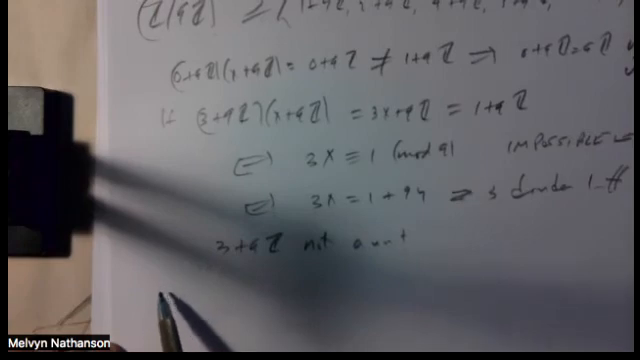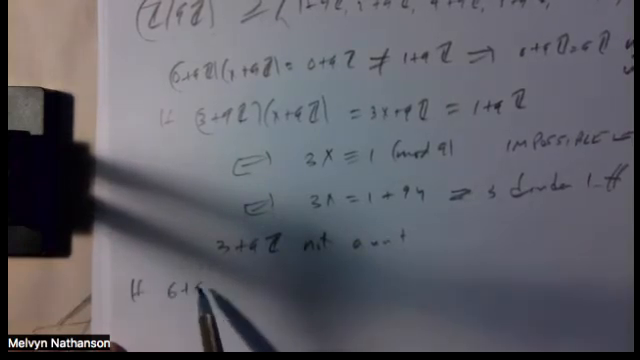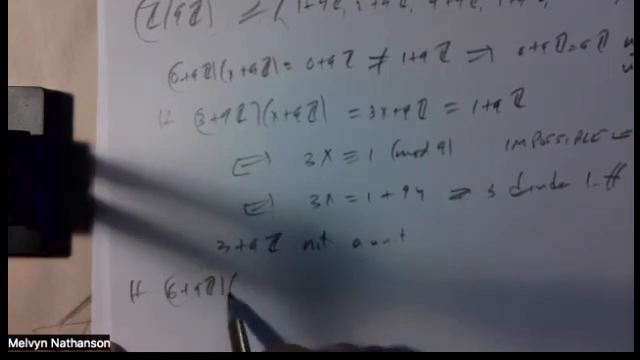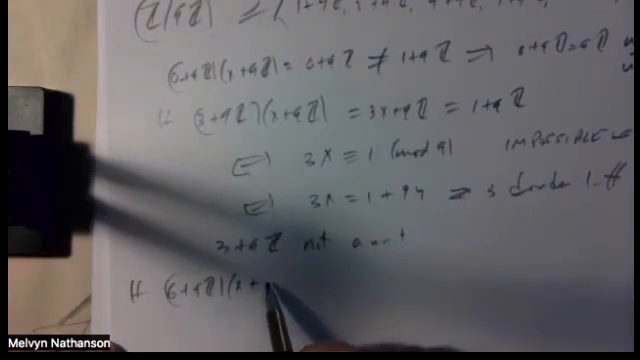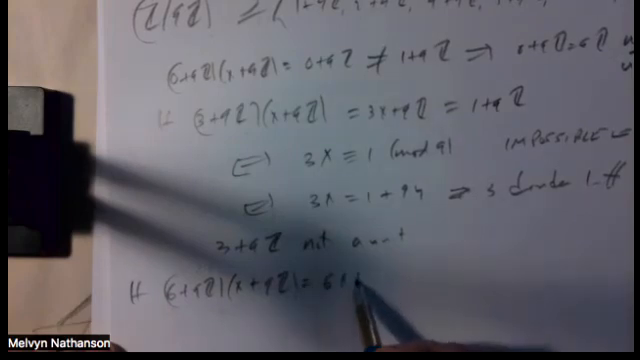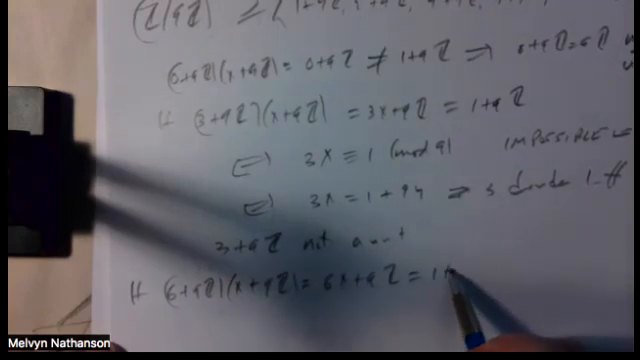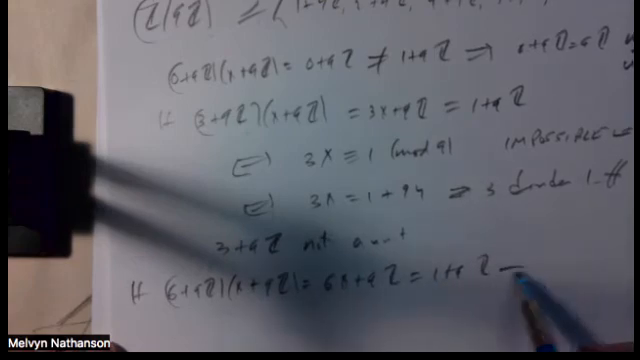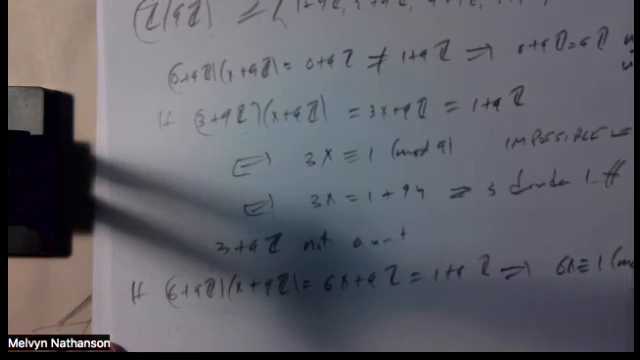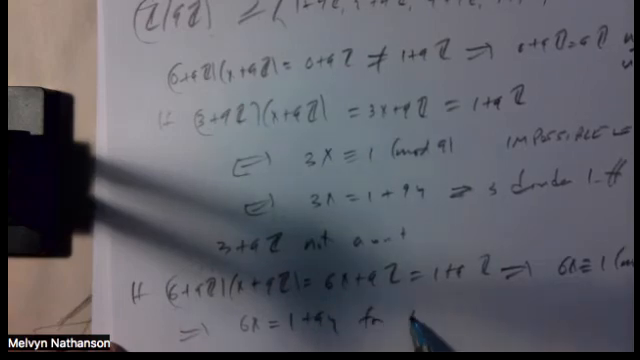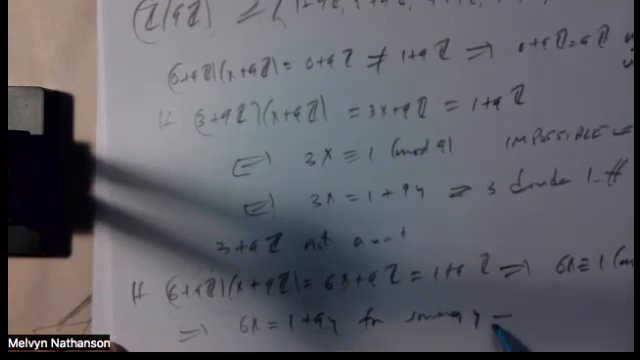And similarly, if 6 plus 9Z were a unit, there would be a congruence class x plus 9Z where the product (6 plus 9Z)(x plus 9Z) was 1 plus 9Z, which would mean that 6x is congruent to 1 mod 9, or 6x is 1 plus 9y for some y. But these are divisible by 3, which means 3 divides 1 again, which is impossible.